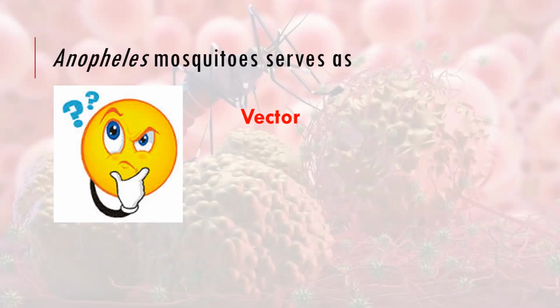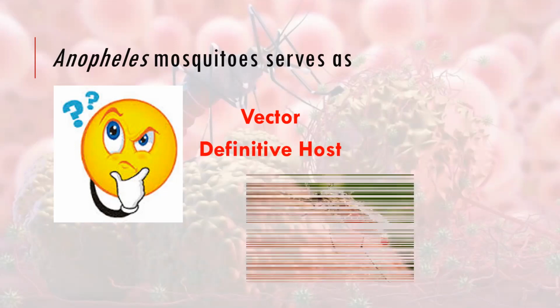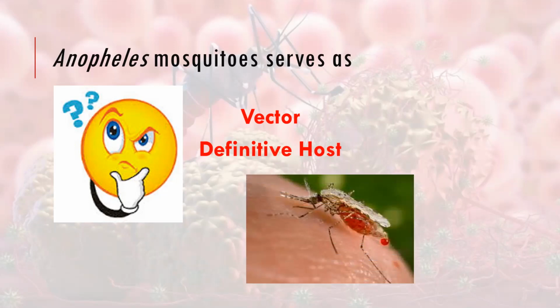I want you to take note of this, people of God. The Anopheles mosquito is not just the vector, but also serves as the definitive host of the malarial parasite. So that is our malarial parasite, and that is our Anopheles mosquito. The Anopheles mosquito serves as the vector capable of transmitting, and this vector is an important part of the life cycle of our parasite.